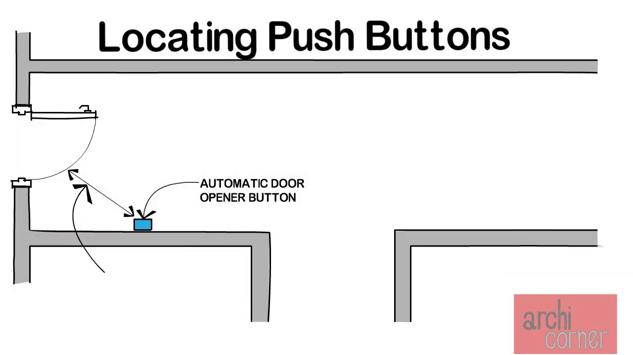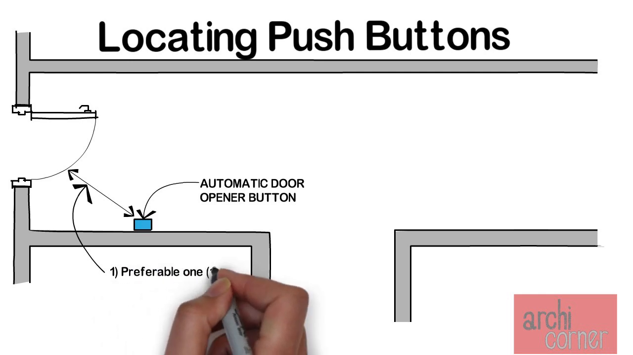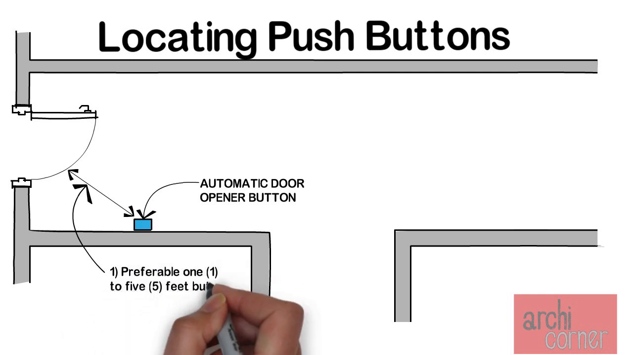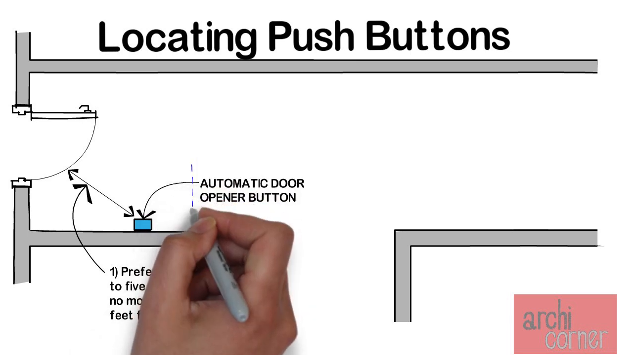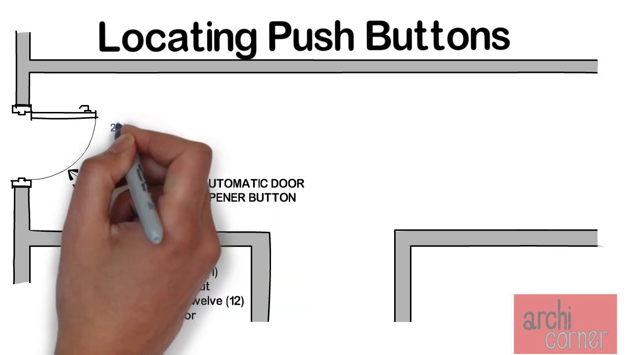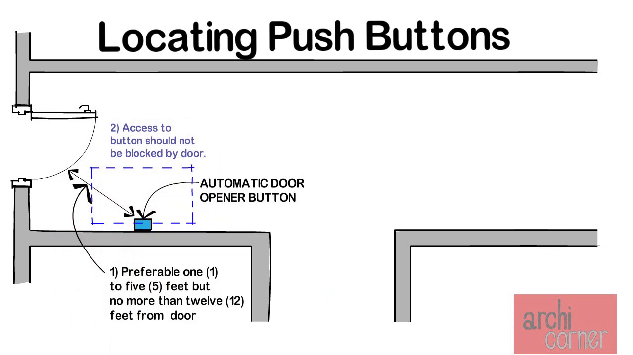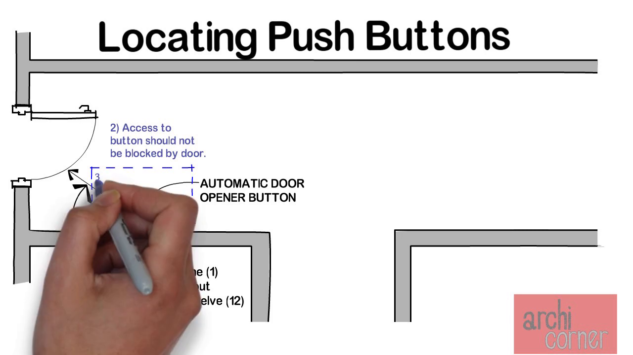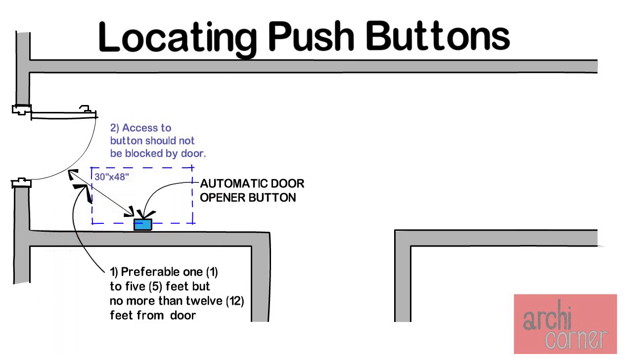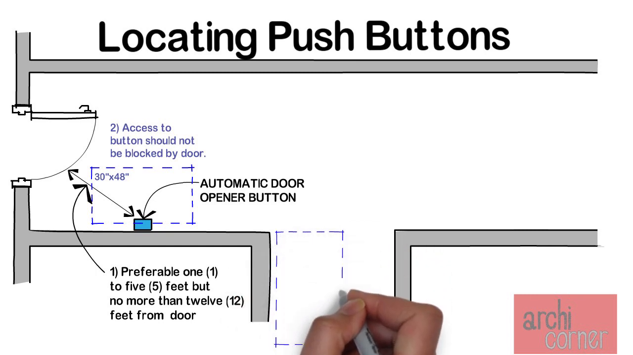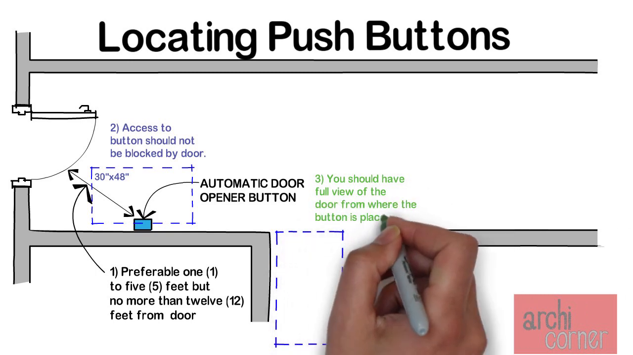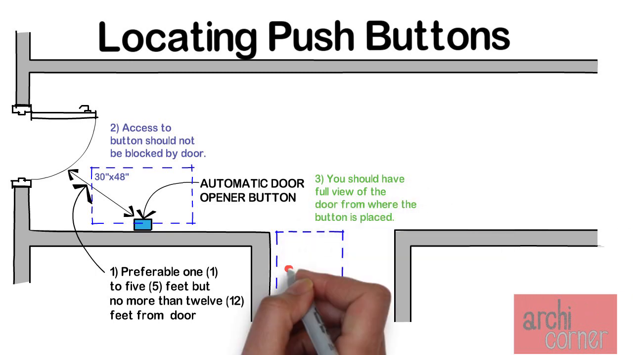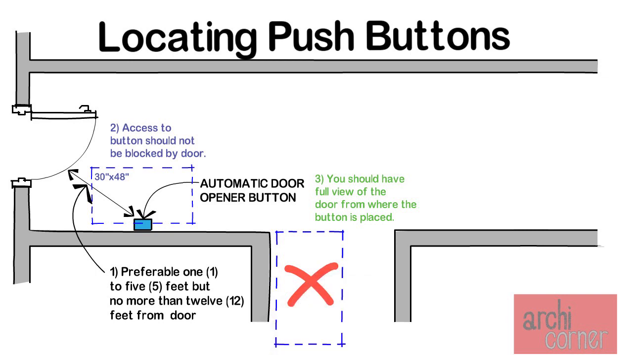First, you preferably want them 1 to 5 feet from the door. But if they have to be further than that, you don't want to go further than 12 feet. Second, the push button activation method should not be blocked when the door is opened. So you want to make sure you have the clearances required at the push button or whatever activation method you're using. Third, the push button or activation method should be installed in a location where a person has full view of the door. So you don't want this around the corner for whatever reason.